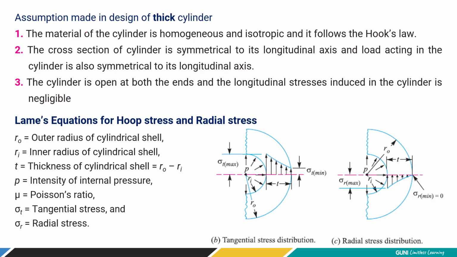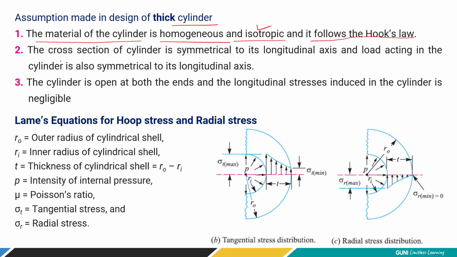Now, what are the assumptions made in a thick cylinder? The first is the material of the cylinder is homogeneous, meaning its properties are the same in all directions. Its constituents, let's say ferrite, iron, carbon, all have specific proportions, but they are uniform in all directions. They are also isotropic, meaning in whichever direction you look, the tensile and compressive stress values are the same. It is not varying. It follows Hooke's law.